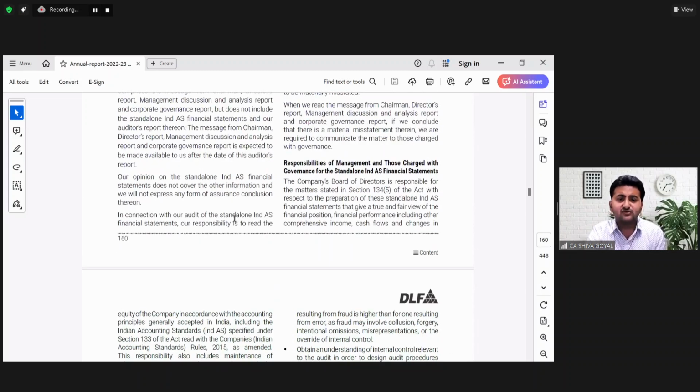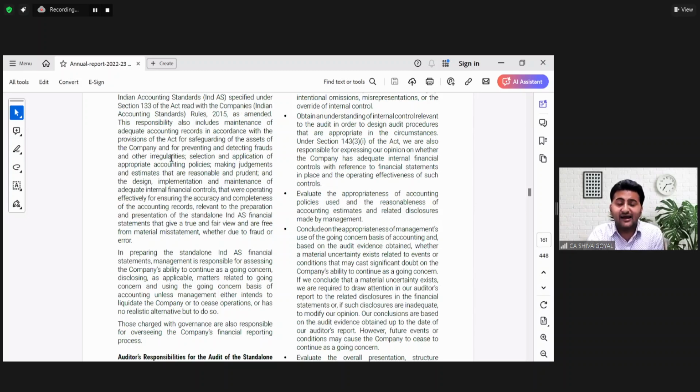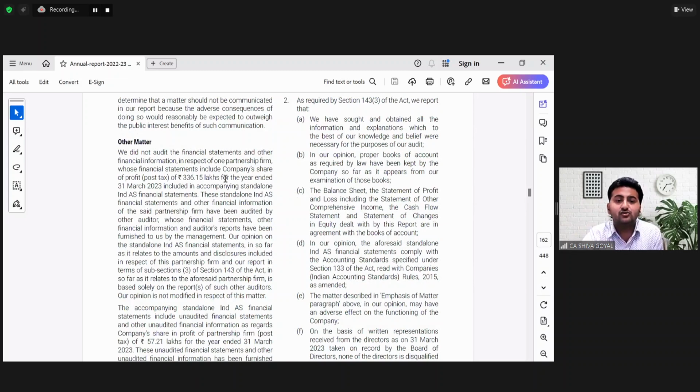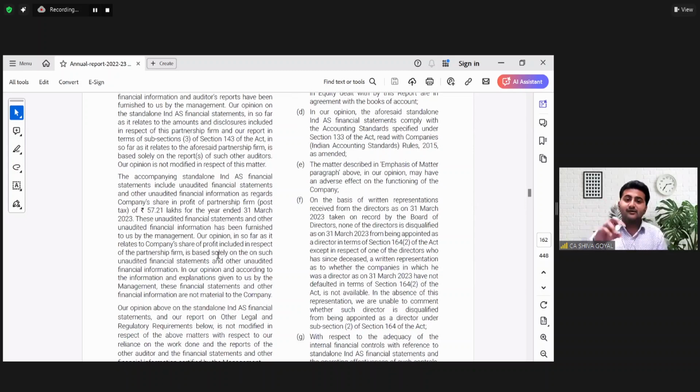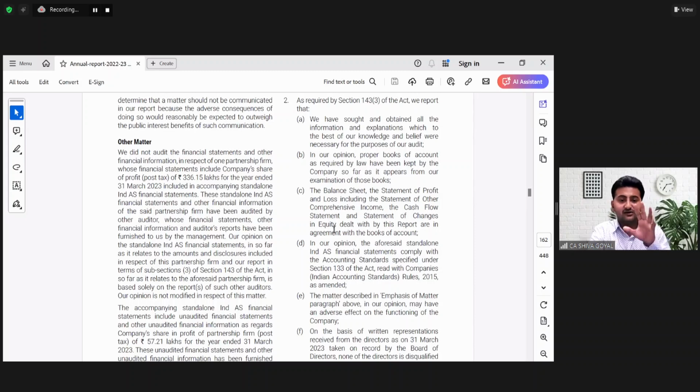So then management responsibility, auditor responsibility, then other matter paragraph. So see, I talked about the partnership firm audit. Here the auditor has mentioned that we did not do the audit of financial statement in respect of one of the partnership firms whose financial statement include the company's share of profit of 336 lakhs. So it is mentioning here that the company's profit includes profit coming from the partnership firm, which is unaudited, and certain important things from the viewpoint of an auditor can be mentioned in the other matter paragraph. You can also make a mention there.